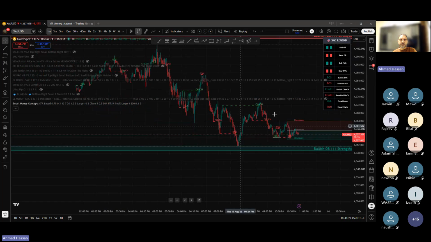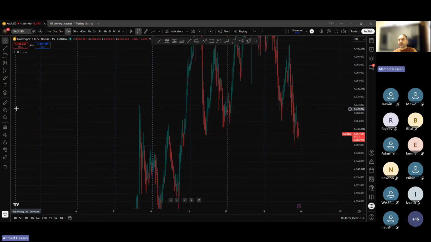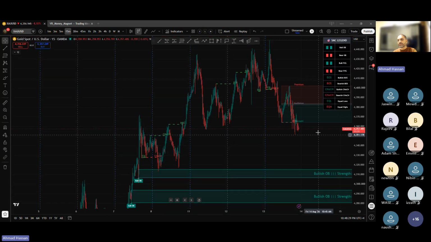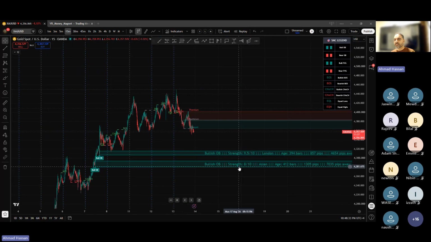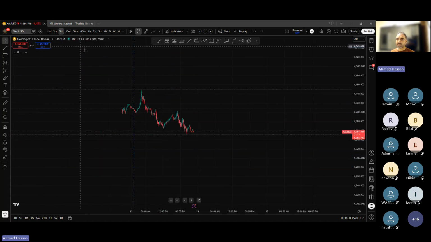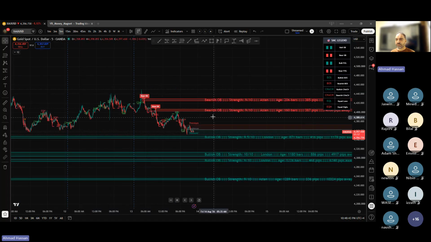So we are at 15 minutes time frame. You see, it gives you very good signal. So it gives you the strength of the support and resistance. So it shows you bullish order block, 9.5 strength, means confirmed by market. Market went to the buy area. So go back and see the 5 minutes chart. You can see bearish order block here, market went down. Bearish order block here, market went down.